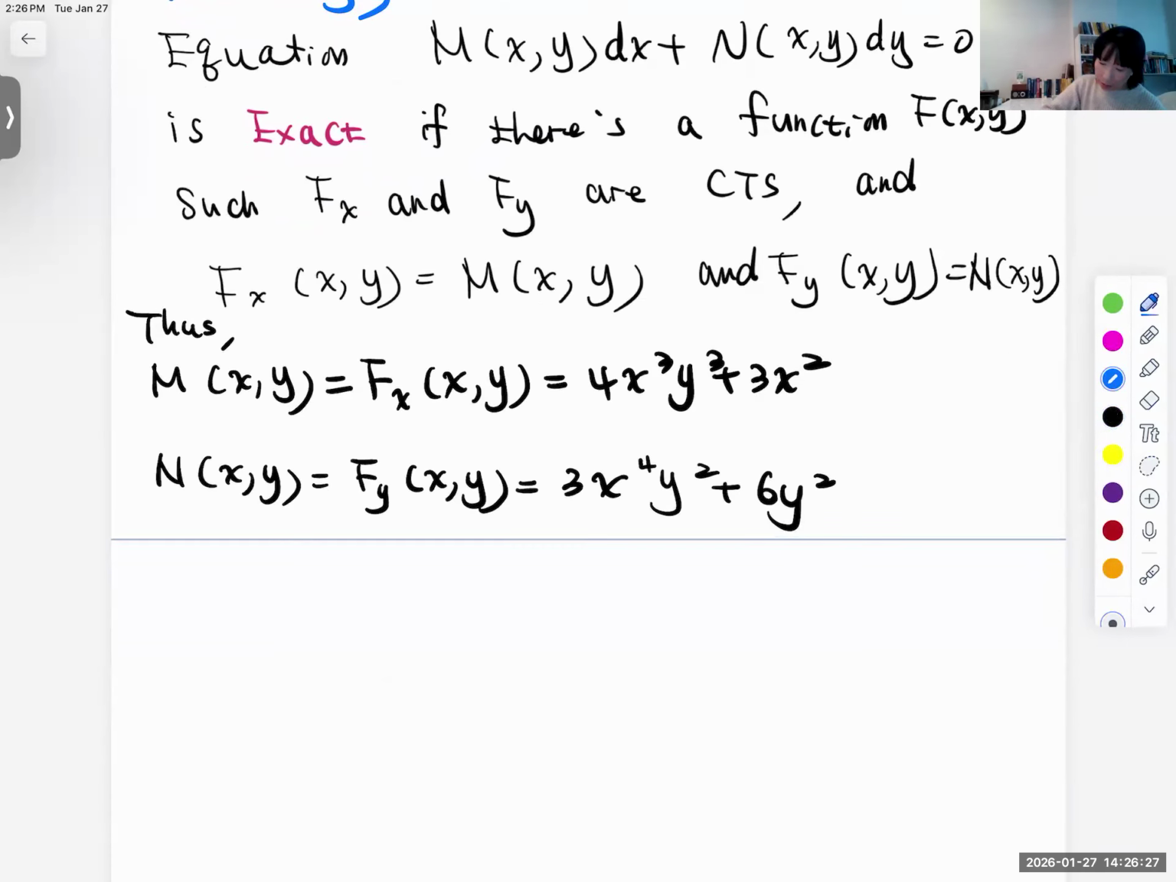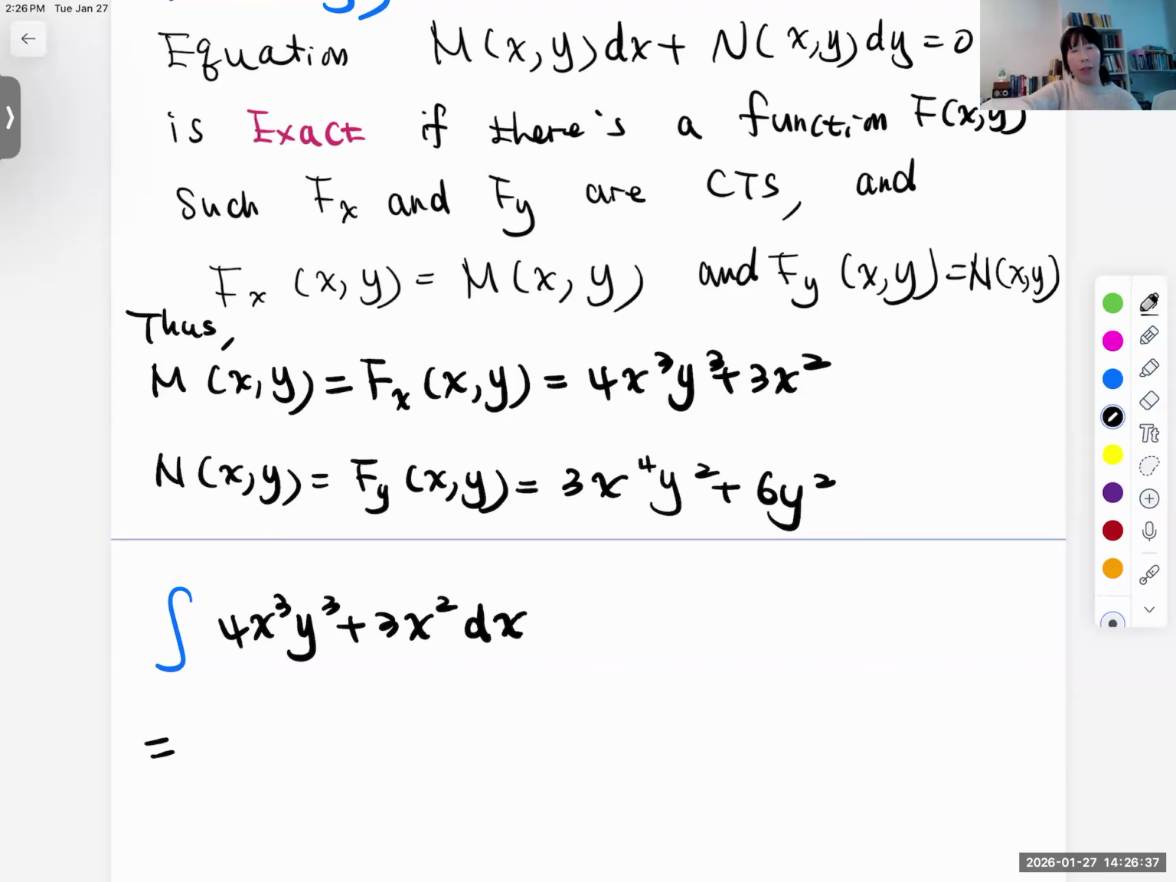So we have the antiderivative of 4x to the third power y to the third plus 3x squared dx. What do you get? y is constant in this case.